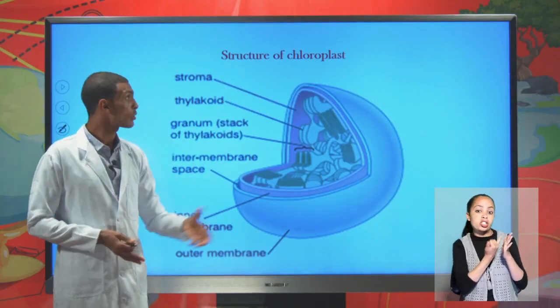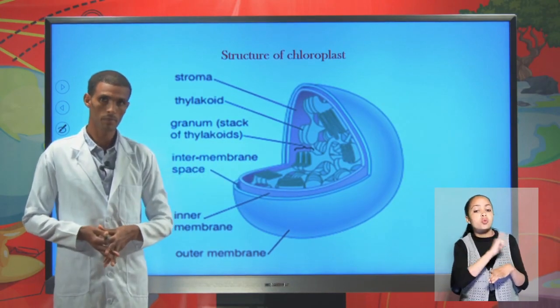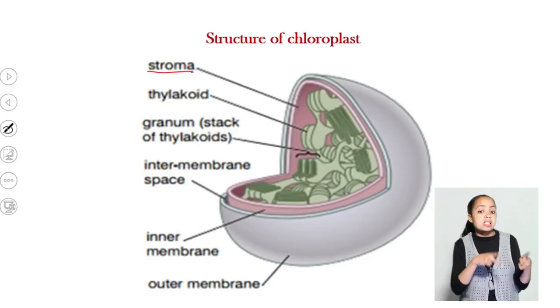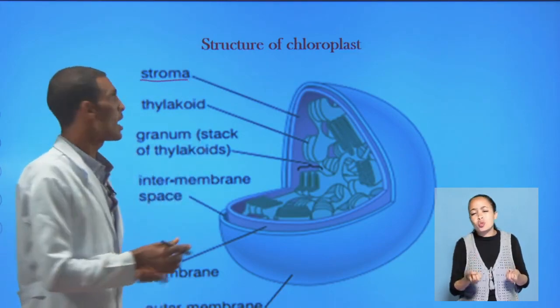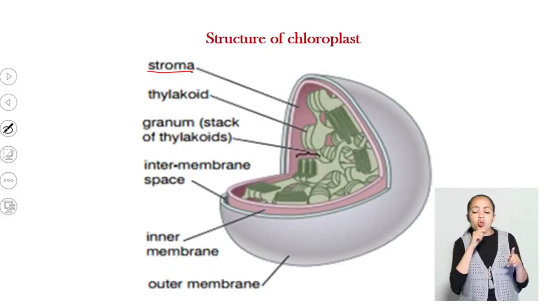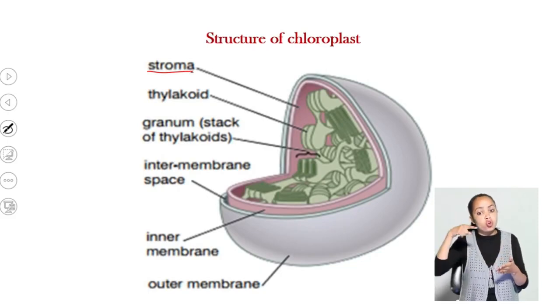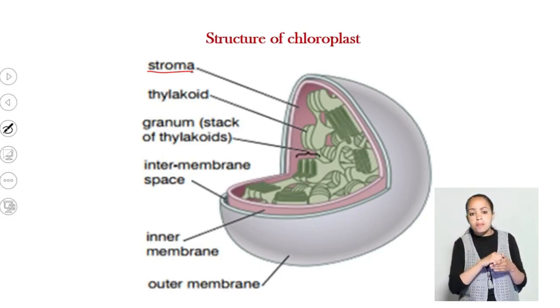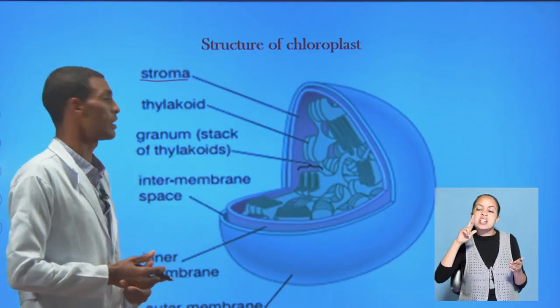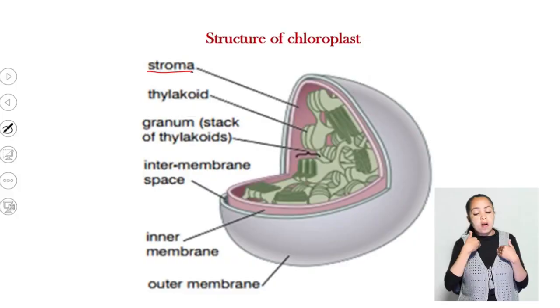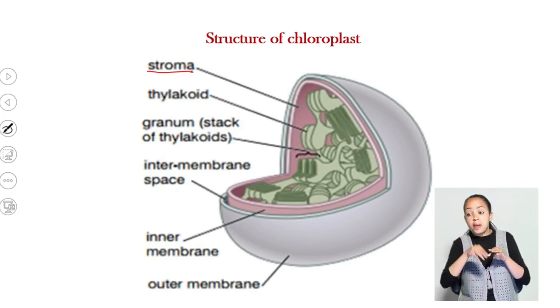Structure of chloroplast. Chloroplast looks like this, where the site of photosynthesis takes place. The fluid stroma, where many enzymes are located, is where the light independent reaction, the dark reaction, and the synthesis of glucose take place. Also, there is the thylakoid membrane. There is the granum, which is a stack of thylakoid membranes. There is the intermembrane space, and the inner membrane and outer membrane can be found here.